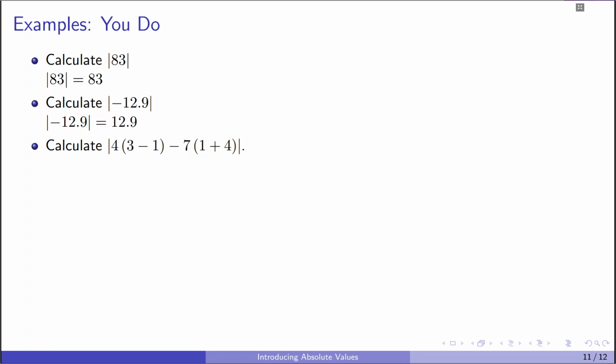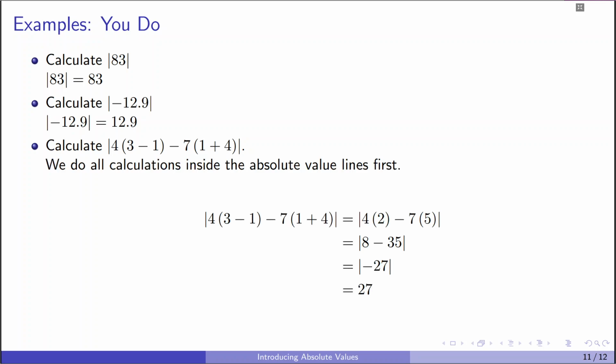This one is a little more complicated. We work out what's in our brackets first because we do all the calculations inside. So 3 minus 1 is 2. 1 plus 4 is 5. 4 times 2 is 8. 7 times 5 is 35. 8 minus 35 is negative 27. And the absolute value of negative 27 is positive 27.